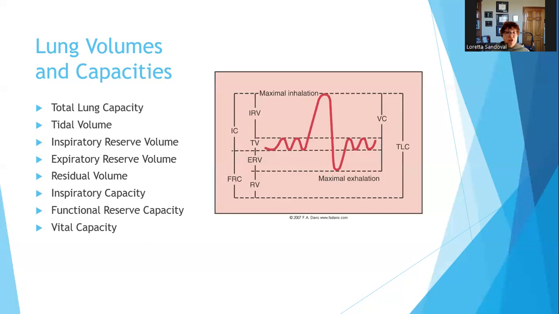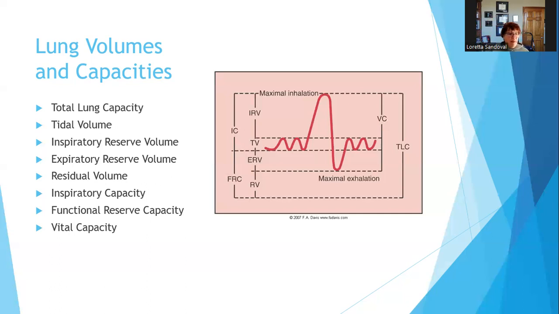So a combination of two or more lung volumes are capacities. So vital capacity is a combination of different volumes, and total lung capacity is a combination of different volumes. So that's how you can tell the difference. Volume is one thing and a capacity is a combination of volumes.